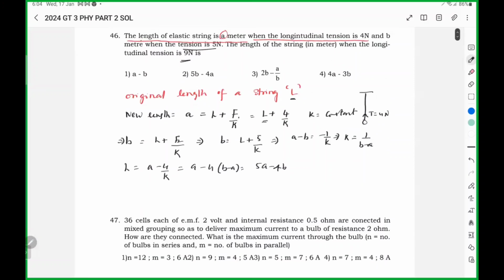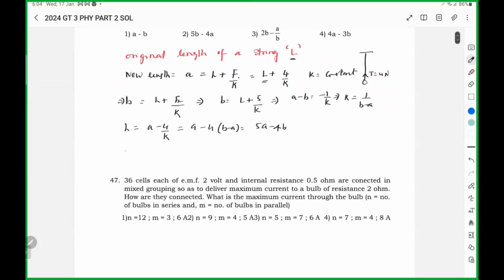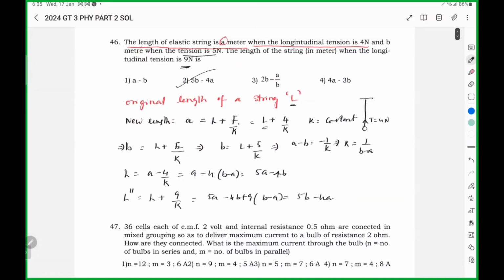Now the applied tension is 9 newtons. The new length will be L plus 9 by K. Since we know the original length and 1 by K, we get 9B minus 4A, 5B... so the second option is correct.